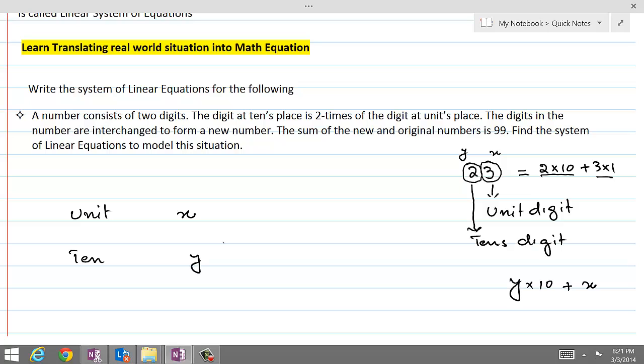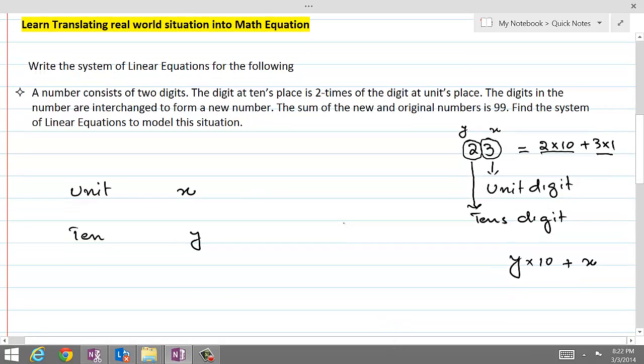The digit at tens place is 2 times the digit at units place. So if there was 2 on the unit place, then what would be the tens place? That would be 4. If unit digit was 3, then what would be the tens digit? That would be twice, that is 2 times the digit. So if there was 3, then tens would be 6. So we already got this information here. Let us write down this relation.